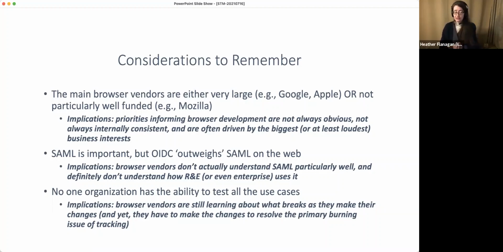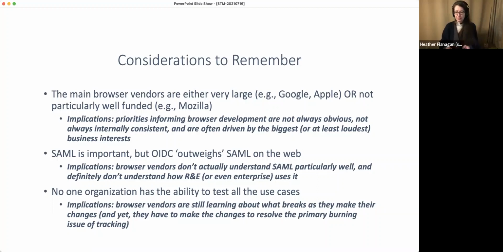So another consideration, SAML, which is very important to federated identity in academia, is important. But from the picture of the World Wide Web as a whole, OpenID Connect is so much more prevalent than SAML, to the point that browser vendors mostly don't know how SAML works. And they definitely don't know how academia or even the enterprise companies use it, because SAML is very heavily used with companies like Salesforce.